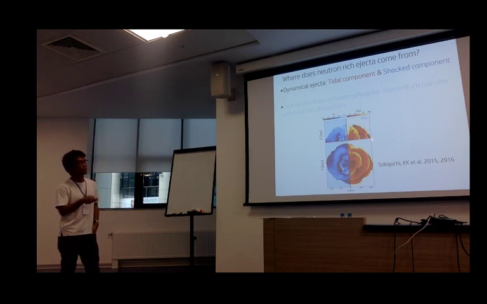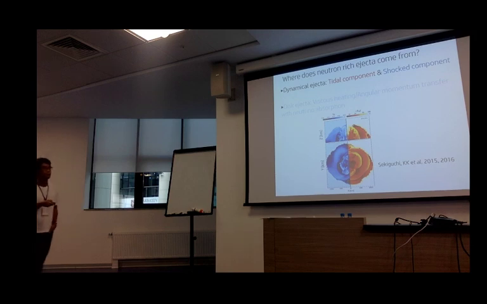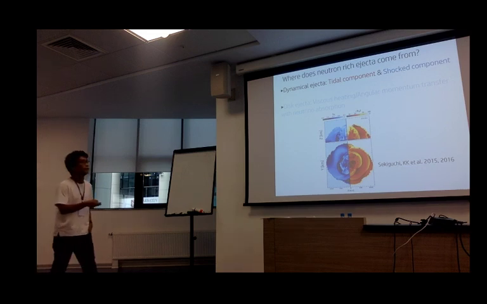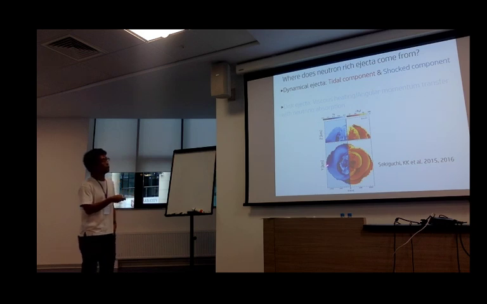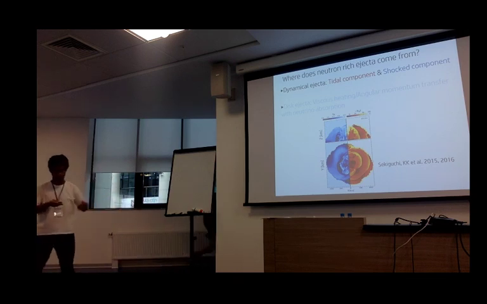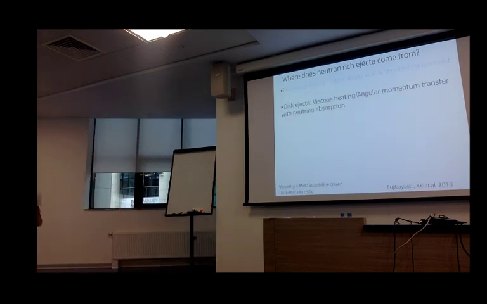This is one example of a simulation with neutrino radiation transfer in a binary neutron star merger. The left-hand side figure is the electron fraction. The right-hand side panel is the specific entropy on the meridian plane and orbital plane. In the orbital plane, you can see that the tidal component is ejected, and on the meridian plane, the shock component is ejected in the polar direction. This is the basic picture of the dynamical ejection.